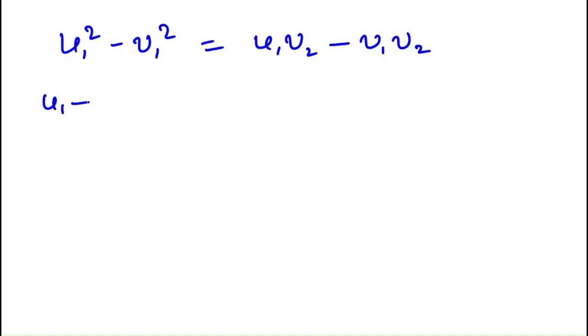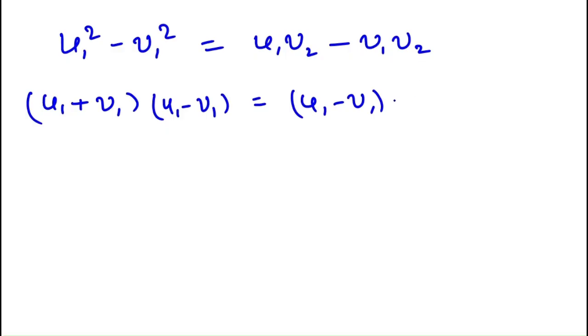You can write U1 plus V1 times U1 minus V1, applying the identity a square minus b square equals a plus b times a minus b. And on the right side we can do one thing: U1 minus V1, and V2 is common, so we can take it out.